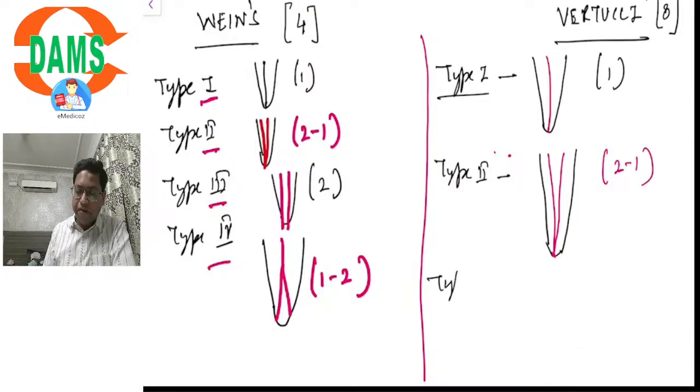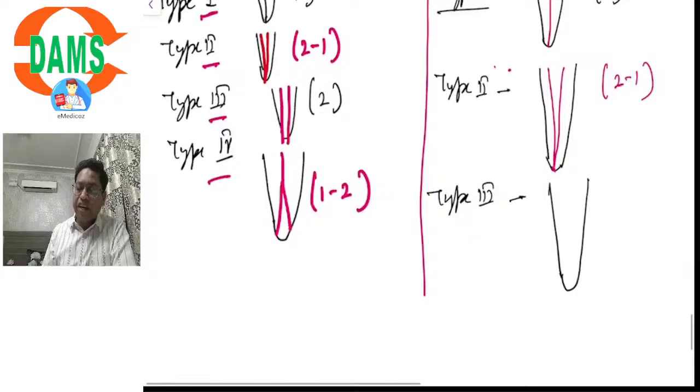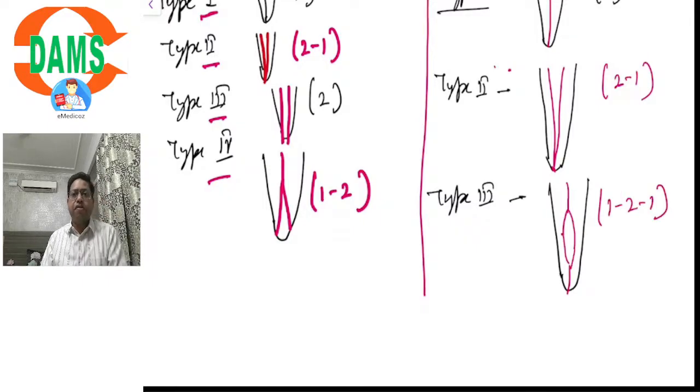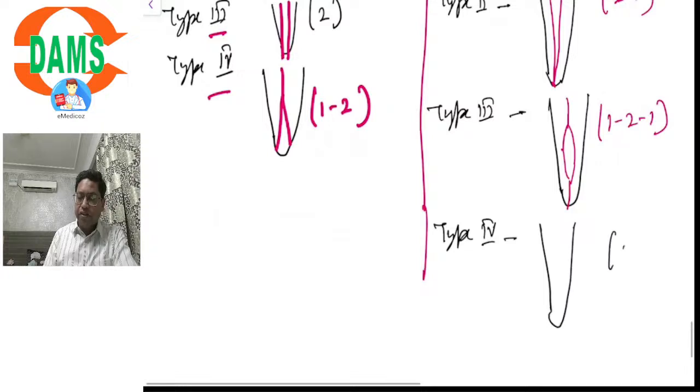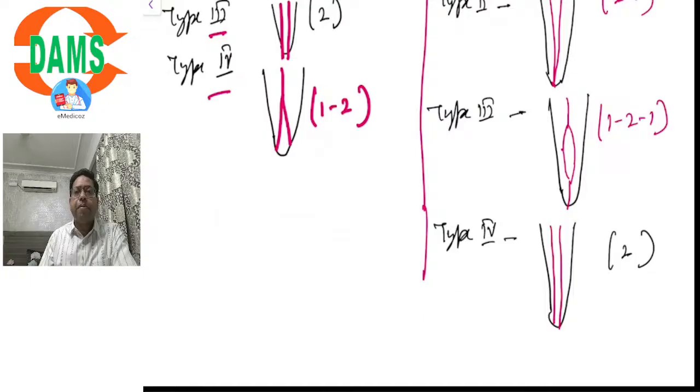Type 3 is a 1-2-1 canal configuration. It means coronally there would be one canal, it divides into two, and they join together and exit as one. This is known as the 1-2-1 canal configuration. Type 4 is a 2 canal configuration, represented as 2. It means in the root of a single tooth, there would be two separate canals exiting as two separate apical foramina.